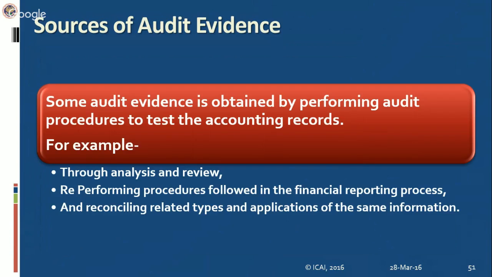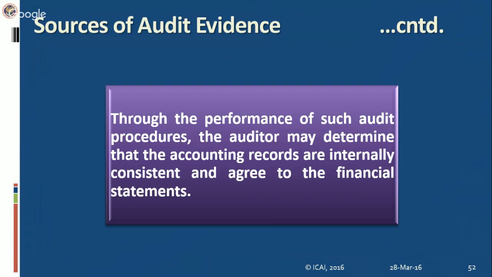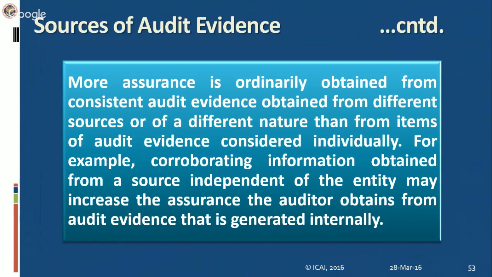Some audit evidence is obtained by performing audit procedures to test the accounting records, like analysis, review of data, reperforming procedures followed in the financial reporting process, and reconciling related types and applications of the same information. Through such procedures, the auditor may determine whether the accounting records are consistent and agree to the financial statements or not. More assurance is ordinarily obtained from consistent audit evidence obtained from different sources or of a different nature than from items of audit evidence considered individually.